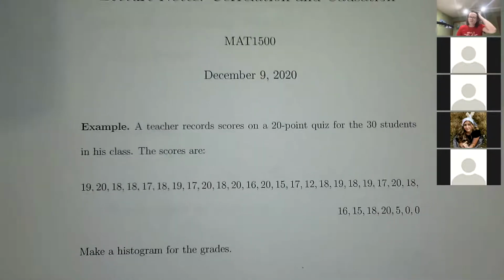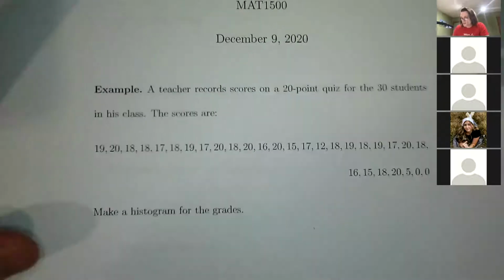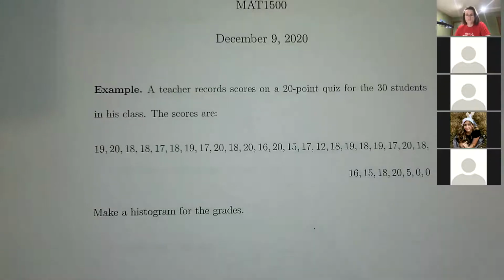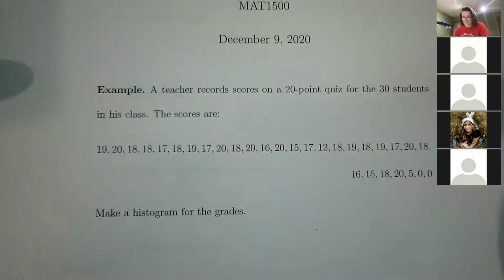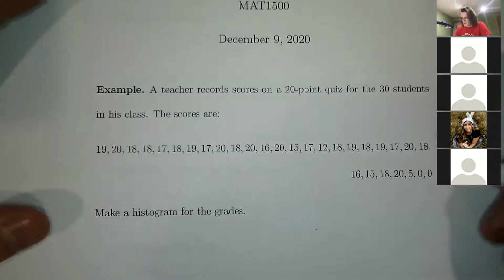So this first question is just kind of where we ended on Tuesday. A teacher records grades. Again, almost the same question that we used all Tuesday when we talked about graphs. We mainly talked about those letter grades. This, you'll note, is different. And the fundamental difference is that these are not letter grades.